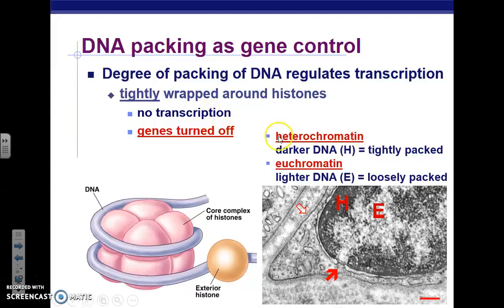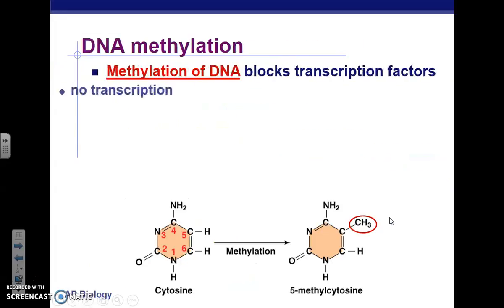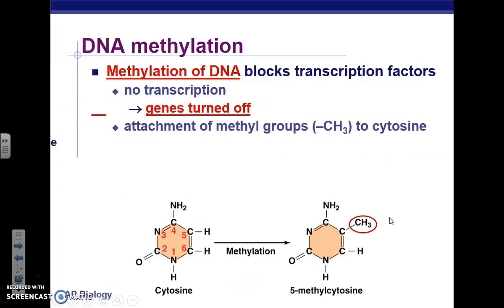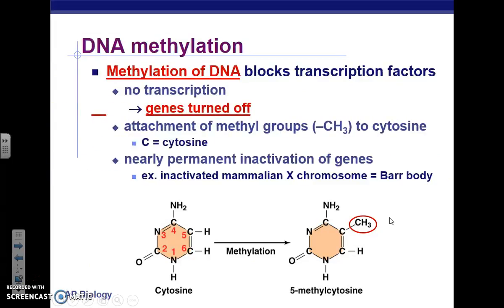Just some vocabulary words. If DNA is said to be in heterochromatin form, it's tightly packed and not expressed. If DNA is said to be in the euchromatin form, it's loosely packed and can be expressed. If we look at the picture here, the dark areas of DNA are heterochromatin, and the lighter areas are euchromatin. The question now is, how do we cause DNA to be loosely packed or not loosely packed? And we have an answer for that.